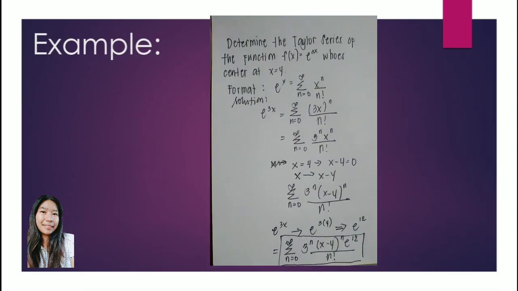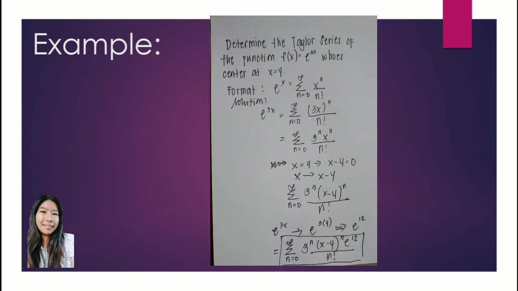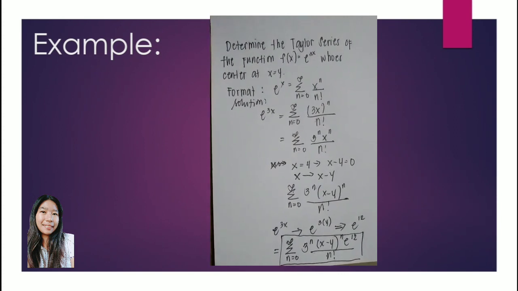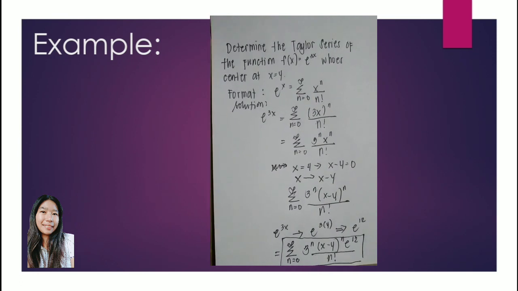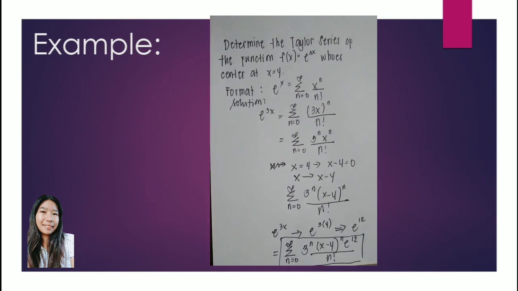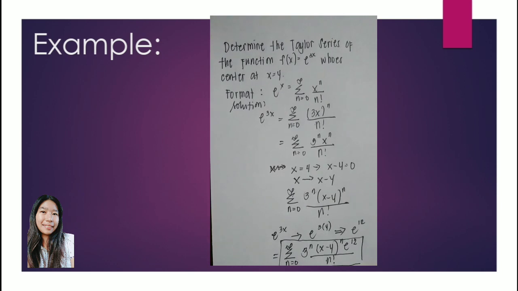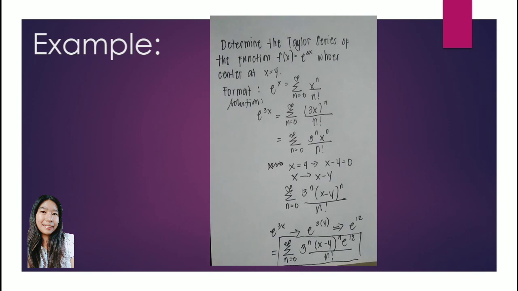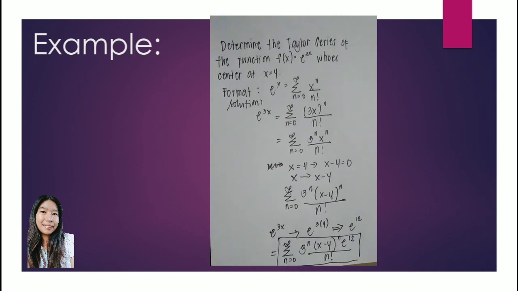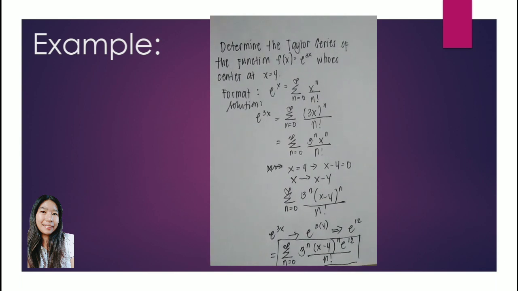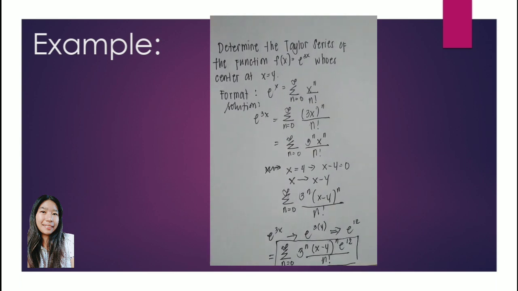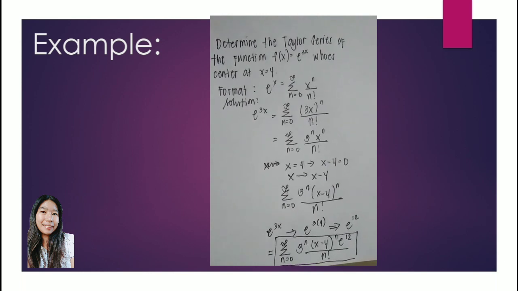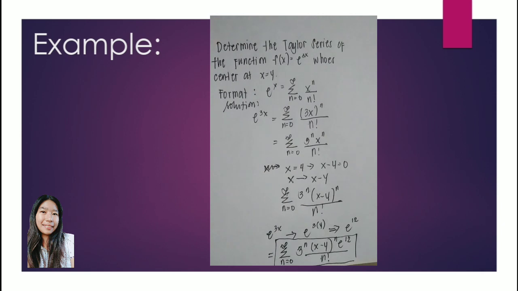Now let's proceed to the example of Taylor series. Let's determine the Taylor series of the function f of x is equal to e to the 3x whose center is at x equal to 4, wherein we use the format of the Maclaurin series of the given equation, which is e to the x is equal to the summation from n equals 0 up to infinity of x raised to n all over n factorial.